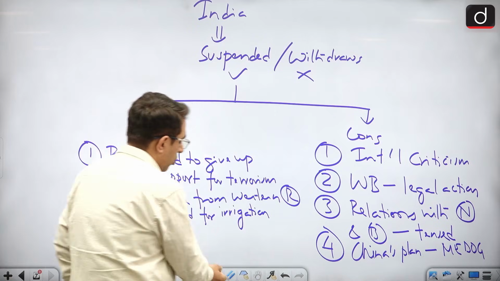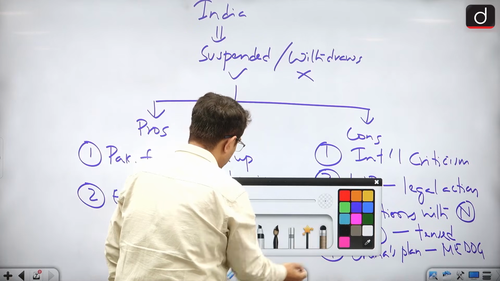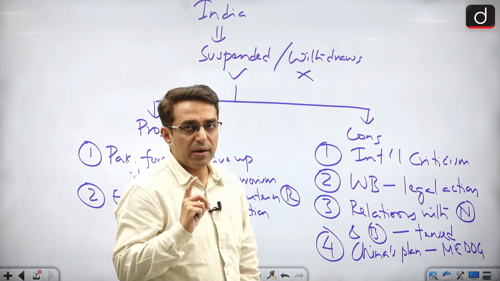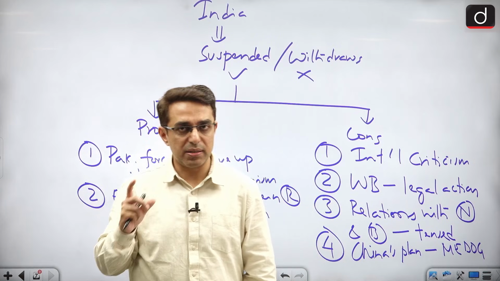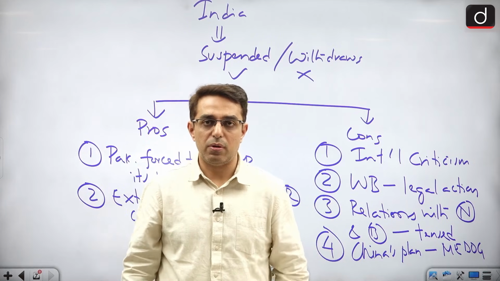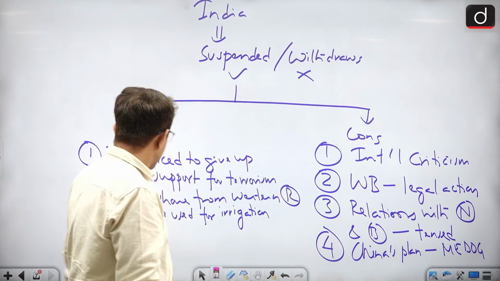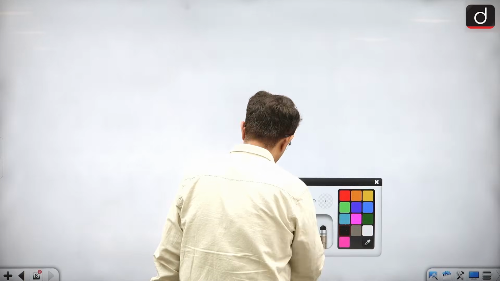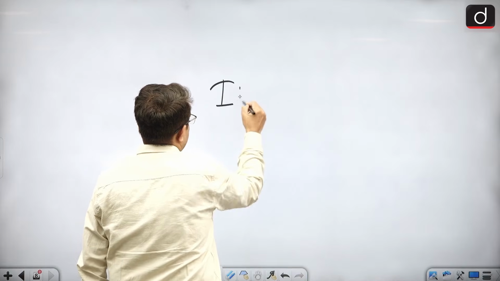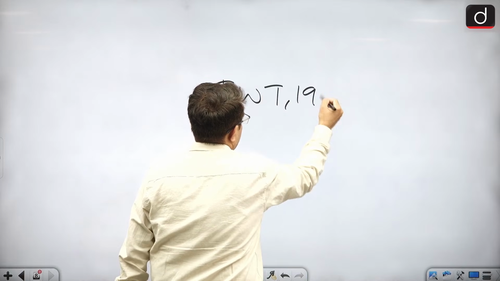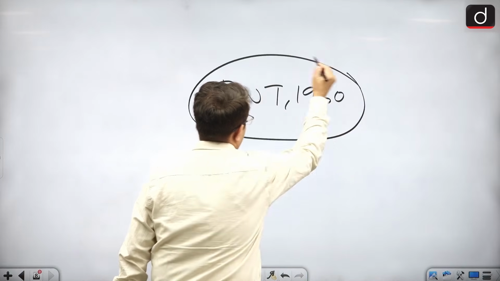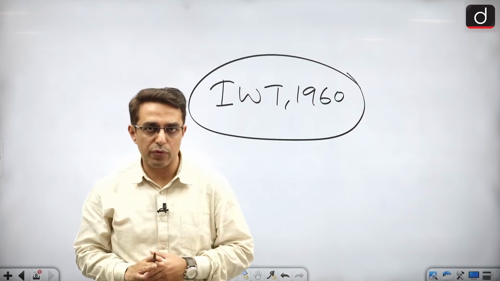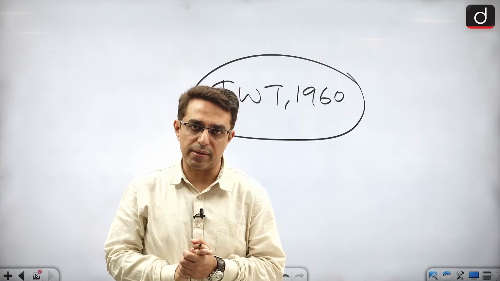Finally, what is Indian government's view on this? The Indian government has clarified that blood and water cannot flow together, and Pakistan has to give up its support for cross-border terrorism, right? So finally, if I sum up what all we need to know from exam point of view about Indus Waters Treaty 1960, so we need to know these basic things. हमें एग्जाम के पॉइंट ऑफ व्यू से इन चीजों को ध्यान में रखना है.